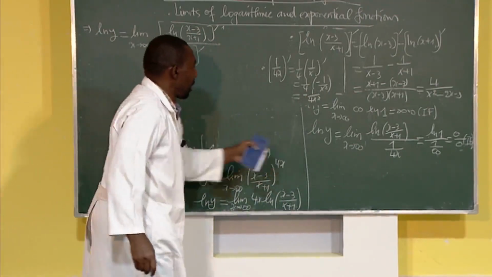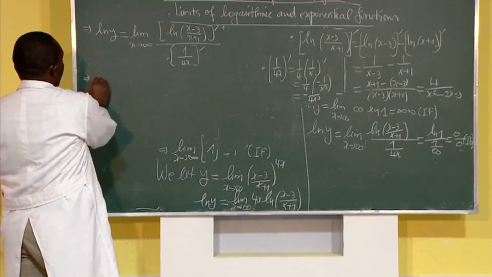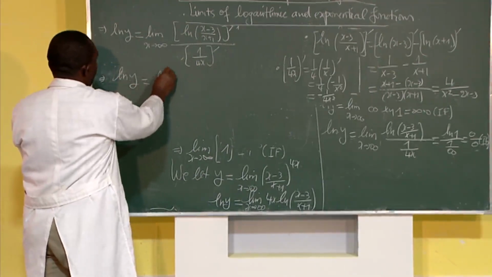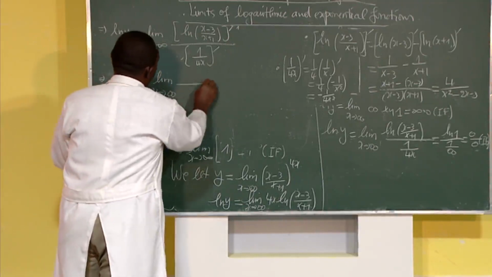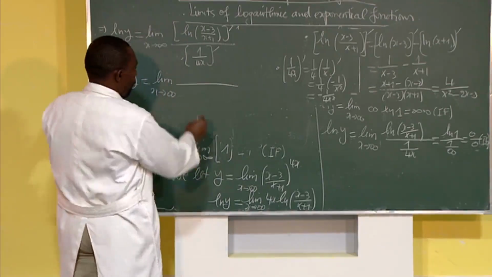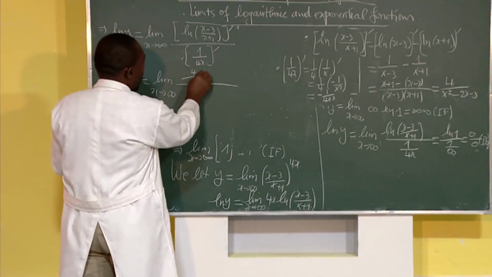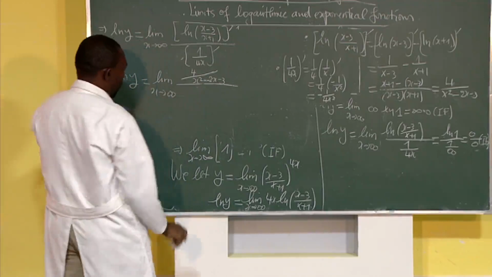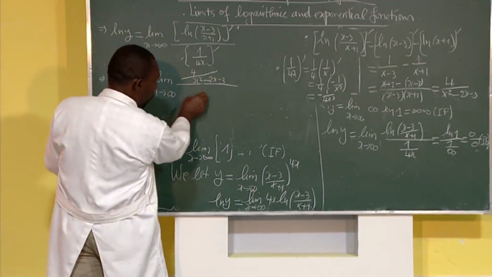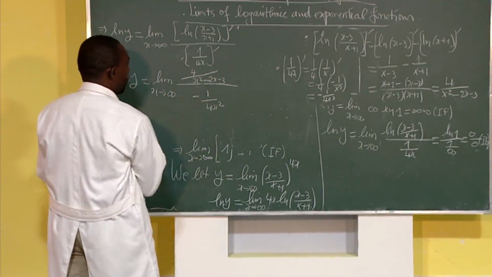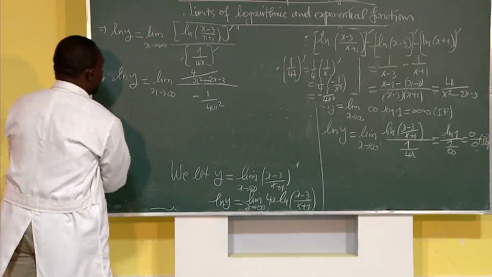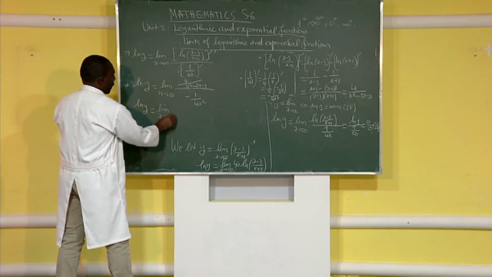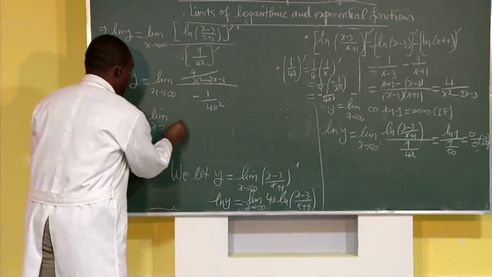Now, I go back there. We have the limit, ln y equals the limit x approaching to infinity. My derivative was 4 divided by x squared minus 2x minus 3 divided by minus 1 divided by 4x squared. I'll be having ln y equals the limit x approaching to infinity. Are we together? Thank you.